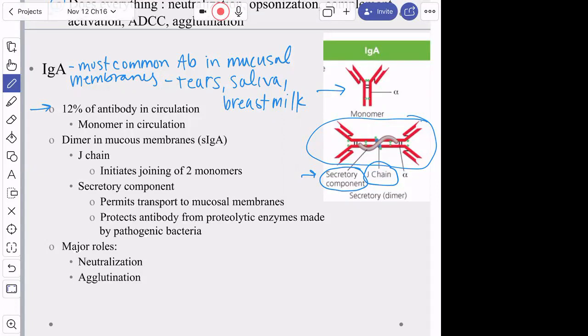Okay, major roles here, neutralization and agglutination. It appears that IgA does not activate complement very well. And that's actually a good thing because one of the things that complement does, remember, is increase inflammation. We don't want our mucosal membranes to be in kind of a constant state of inflammation. So apparently IgA is not good at that, and that's a good thing.